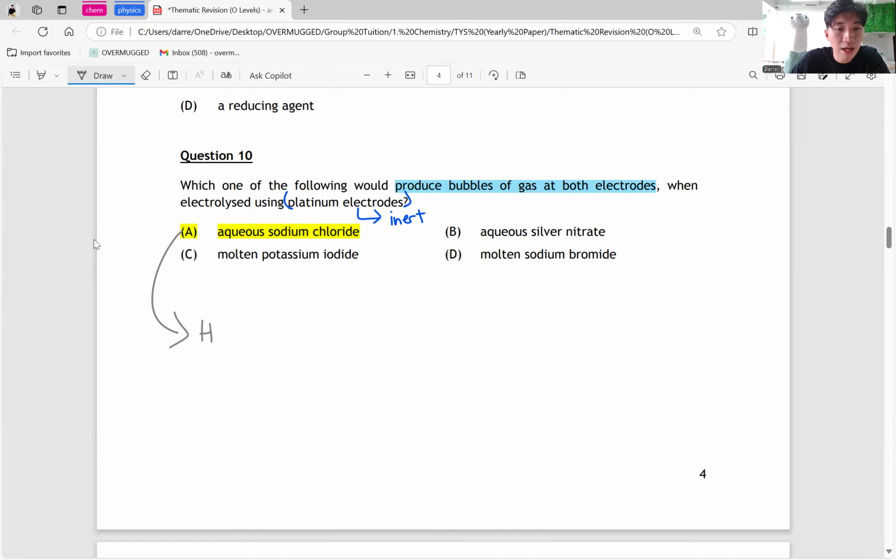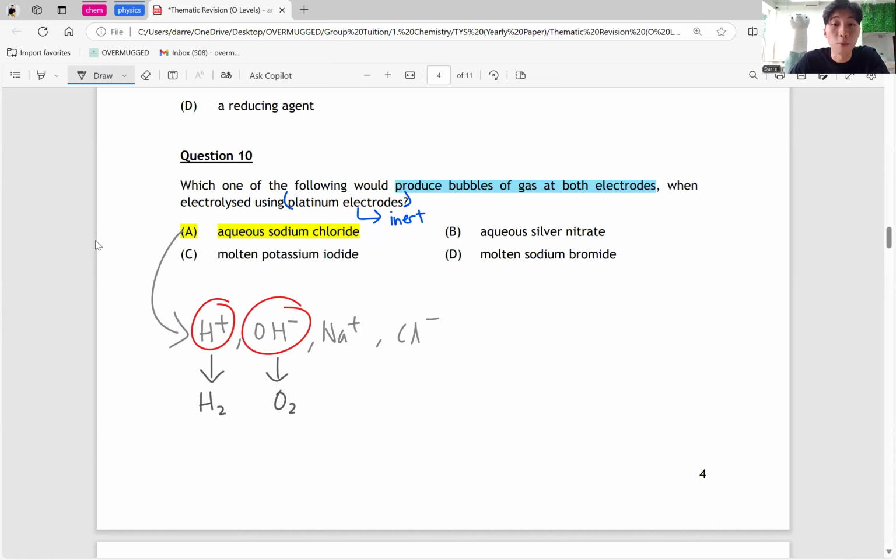Therefore, what you need to do here is to apply your concept on ease of discharge and recognize that between H+ and Na+, H+ will be discharged. And between OH- and Cl-, OH- will be discharged. And once you can do this, the question is pretty much done. Because what does H+ form? It forms hydrogen gas. OH- here would form oxygen. And that's why you get bubbles of the 2 gases produced at both electrodes.